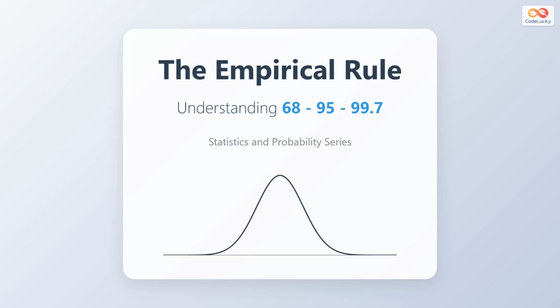Welcome to this introduction to the empirical rule in statistics. This fundamental concept, also known as the 68, 95, 99.7 rule, is key to understanding how data is distributed in a normal distribution. By the end of this video, you will clearly understand how to estimate percentages of data within specific ranges.